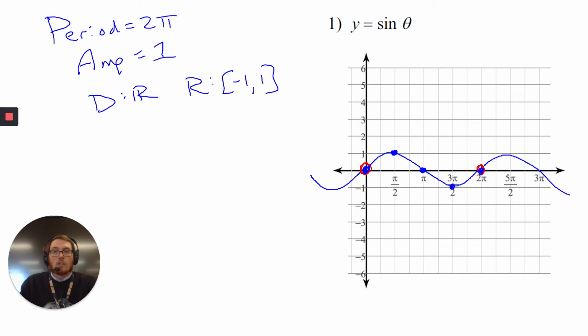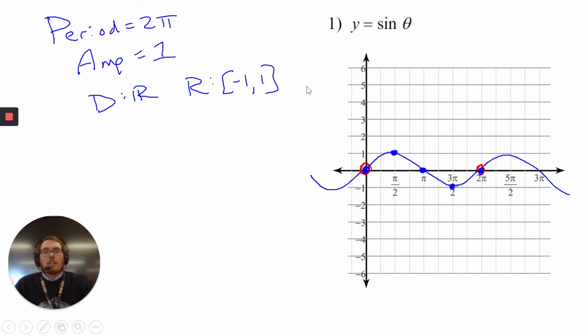The amplitude is how tall the mountain or the hill is from equilibrium. Equilibrium is this line right here, okay, the x-axis. So it goes up 1 from there and down 1 from there, so the amplitude is 1. The domain is what numbers can you plug in. That's everything. The range is what's the lowest to highest numbers. The lowest value you can have is negative 1. The highest value you can have is 1.